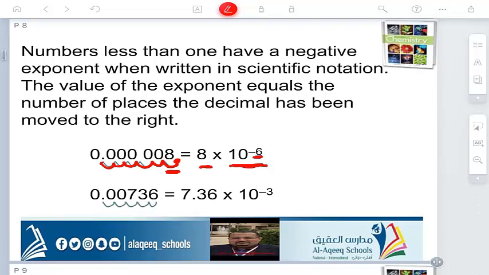Let's try this example. If you have a number like this, this decimal will move from here 1, 2, 3, 4, 5 steps. Okay? No, it's wrong. Why? Because we have to make the number between 1 and 10. So you have to make the decimal here. It means we have to move 1, 2, 3 only. 3 steps only. It means it's 10 to the power of negative 3. Why is it negative? Because we moved to the right hand side. And the number here is 7.36 to make the coefficient between 1 and 10.